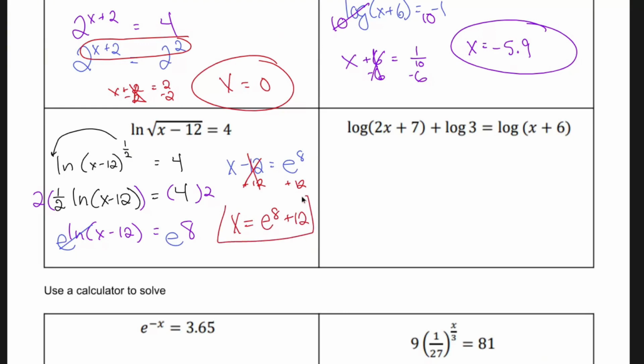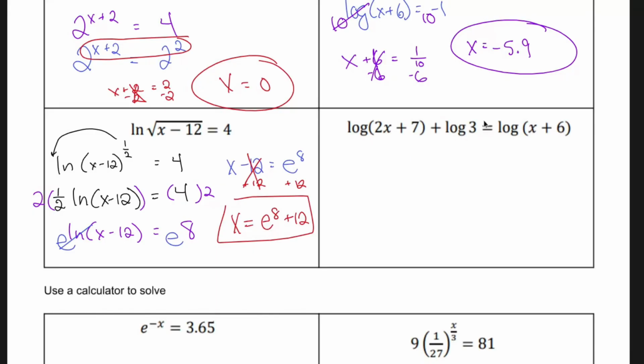Okay, e is 2.718, so e to the 8th is a ridiculously huge number. And a ridiculously huge number plus 12 is going to be a whole lot bigger than 12. So I could plug that in. That would work just fine. Unique problem. I like it.